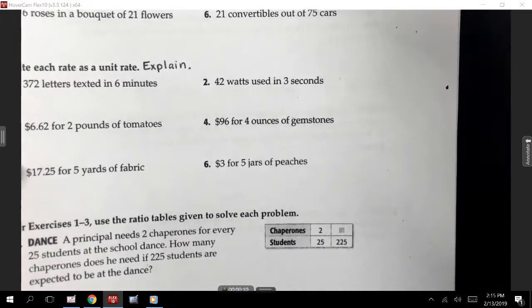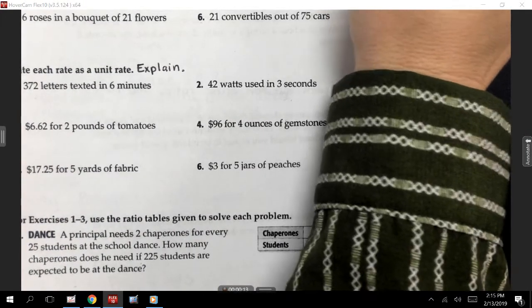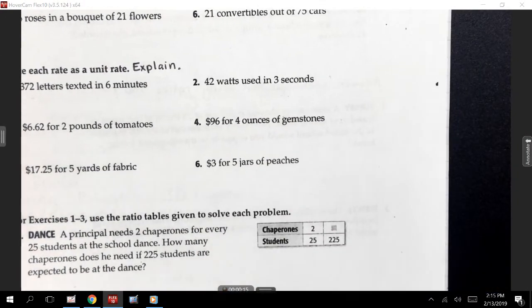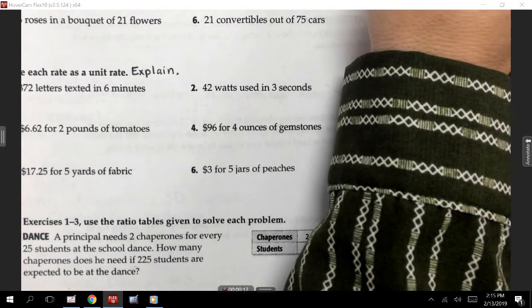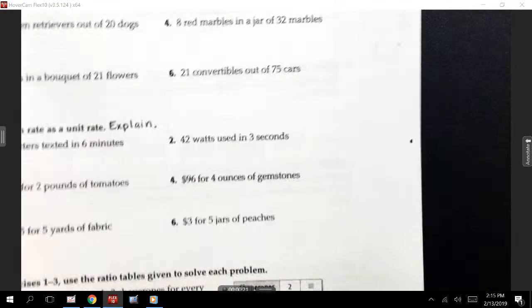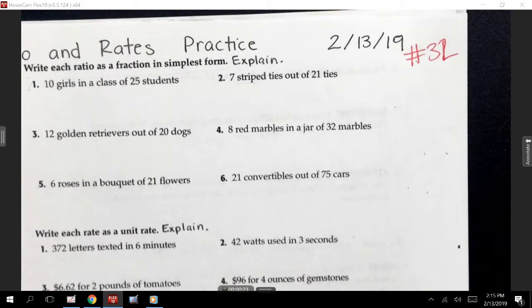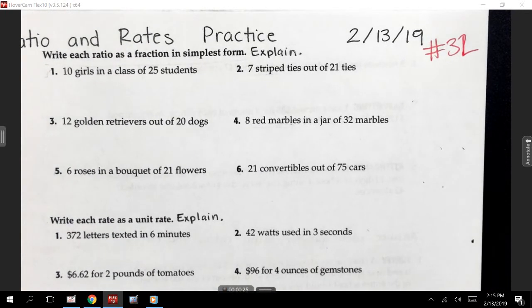Okay. All right. So this is going to be number 31 for my advanced. Number 32, sorry, number 32 for my advanced. It was 31 for my regular classes. We're all doing the exact same practice sheet tonight. So make sure you've numbered that, and make sure it's in the correct place in your binder.